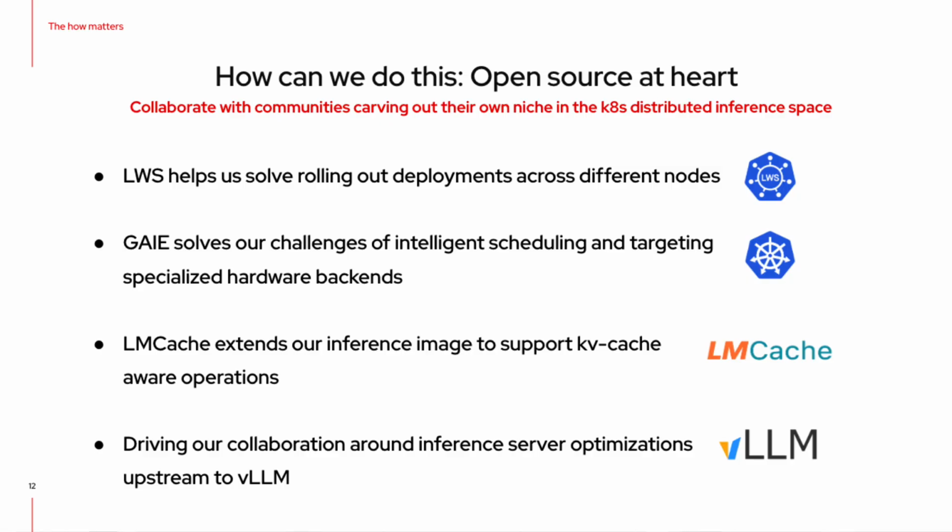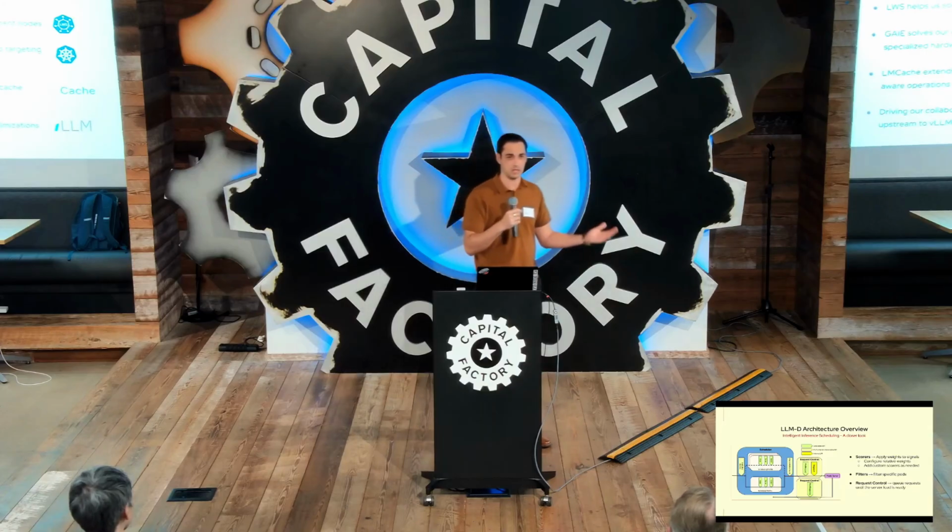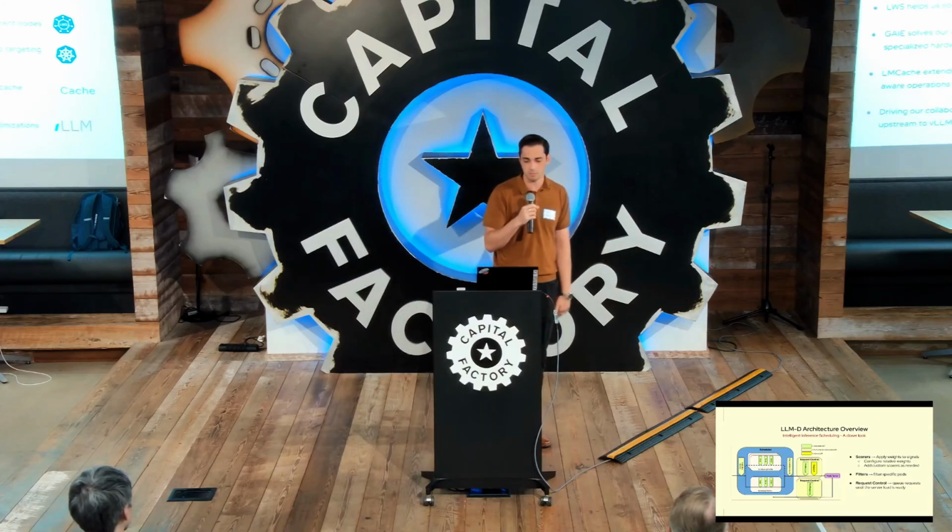So these are some of our open source collaborations, and this is really our path forward for llm-d. We've talked about a lot of complexity here, and we just do not have the time to build all the different pieces of this stack. So we're partnering with other open source communities. Everyone can carve out their niche in inference, and we can work together as a community to build this.